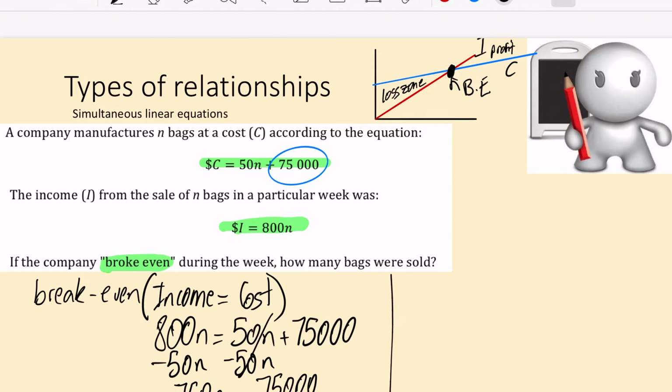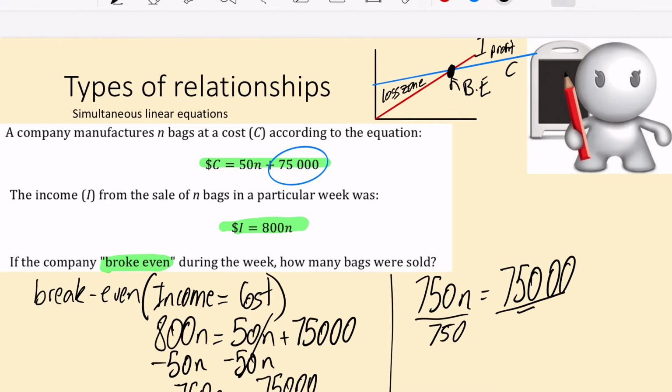And to work out what n is equal to, I need to divide both sides by 750. And that will leave you with n is equal to 100 bags. All right, and go back and reread the question. How many bags were sold? And n is the number of bags. So we've actually solved this particular question.